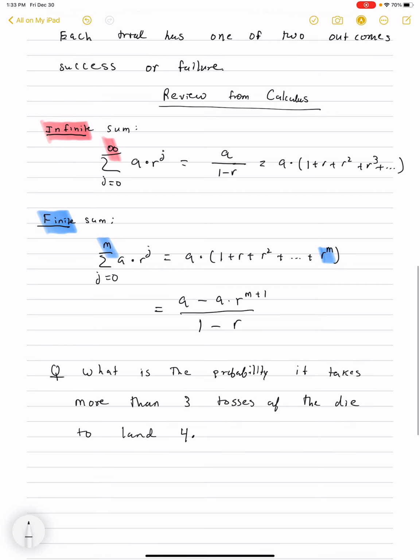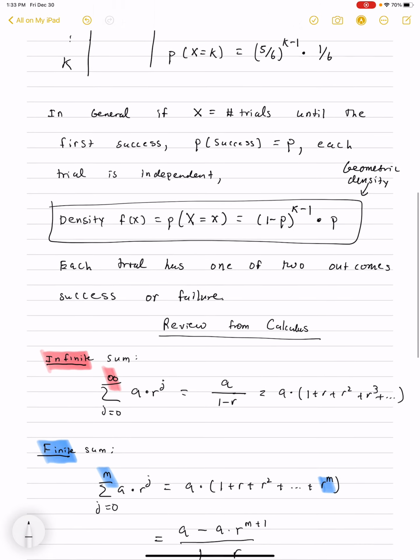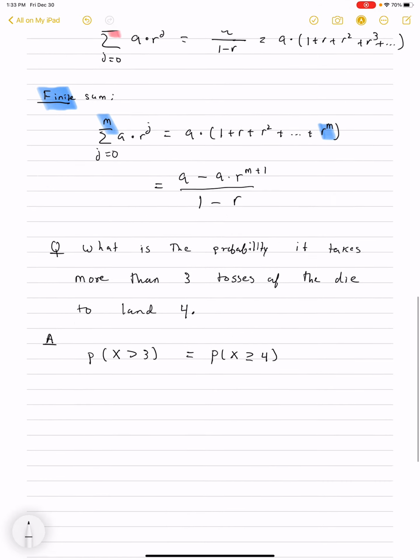So the first question that we're going to ask is, what is the probability it takes more than 3 tosses of the coin to land on heads? So we're asking the probability x is bigger than 3. Another way of writing that would be x is bigger than or equal to 4. And now, because we know this is a geometric distribution, we can use this geometric density right here.